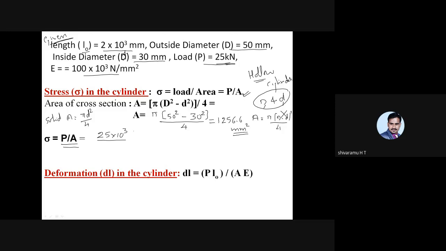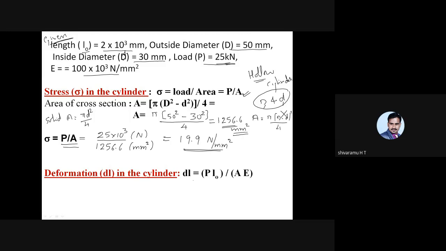So we get the load in terms of Newton. And the area of the cross section we calculated is 1256.6, and its unit is millimeter square. If you simplify further, 25 into 10 power 3 over 1256.6, you will get 19.9. The unit for stress is Newton per square millimeter, so 19.9 Newton per square millimeter. And here it is also asked to compute the deformation of the cylinder.